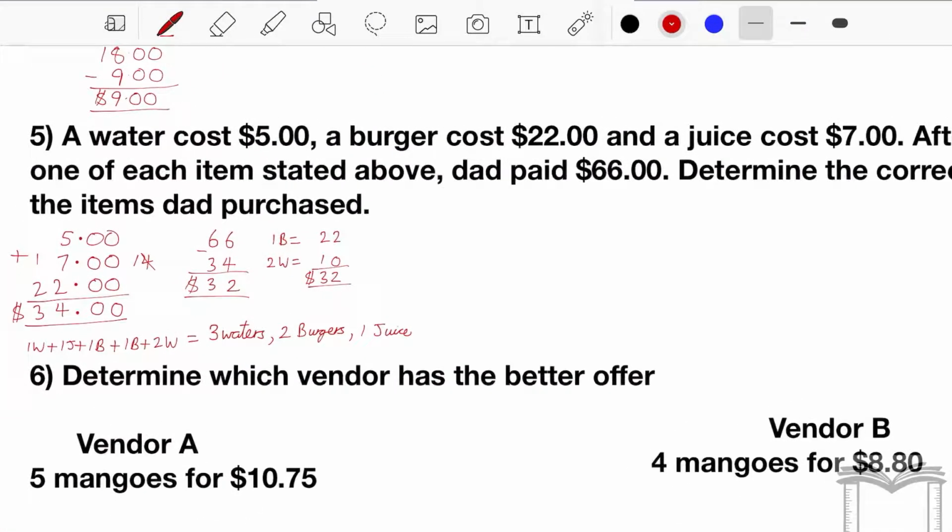Number 6. Determine which vendor has the best offer. Vendor A, 5 mangoes for $10.75. Vendor B, 4 mangoes for $8.80.